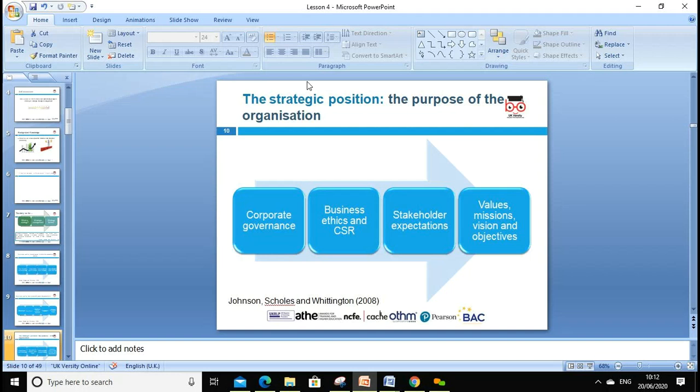Then we look at the strategic position, the purpose of the organization. We need to know why we are in the business. First, we need to recall what our key mission was, why we were in the business, what our vision is, and what our values are. Because we must not contradict them with any change we want to make. We're not supposed to go against them. So change stays within those parameters.